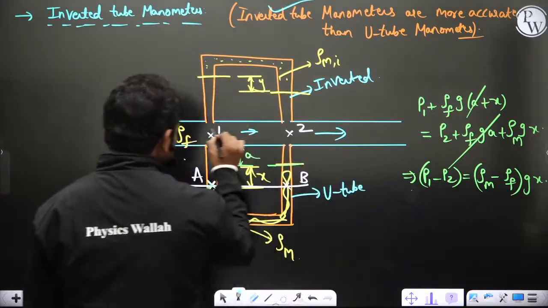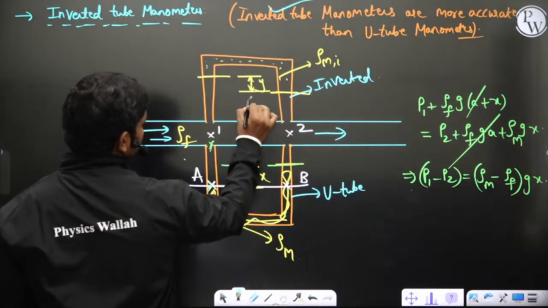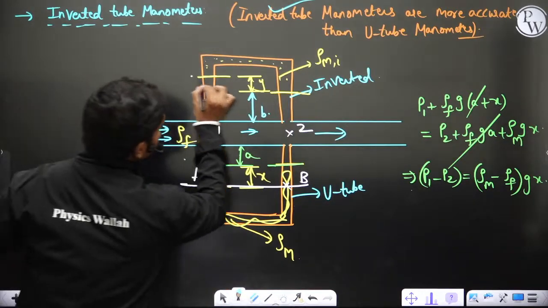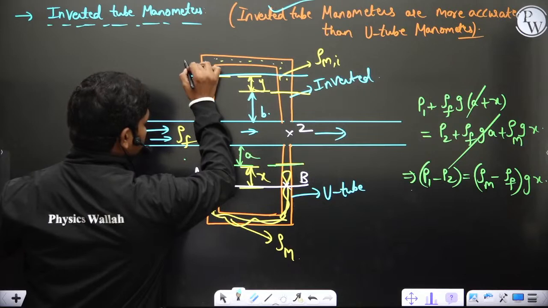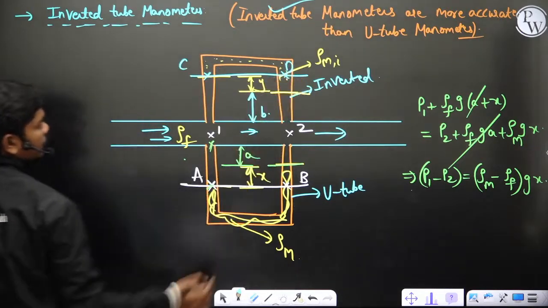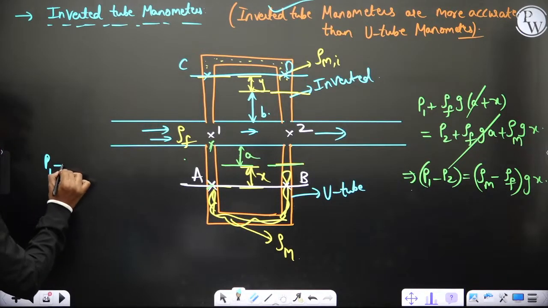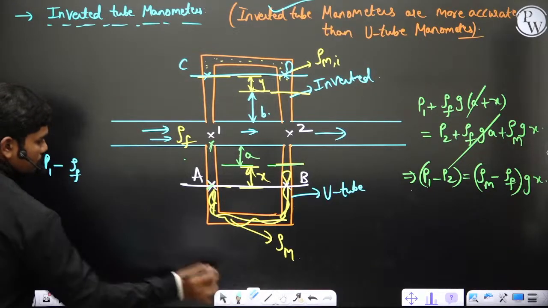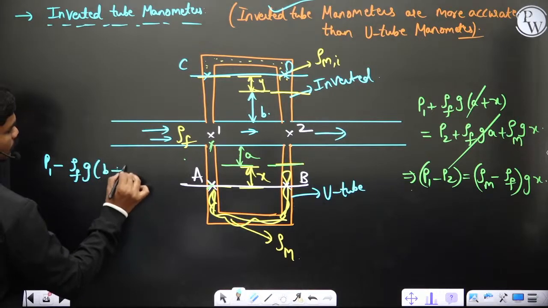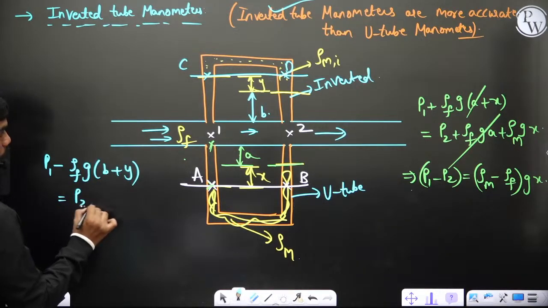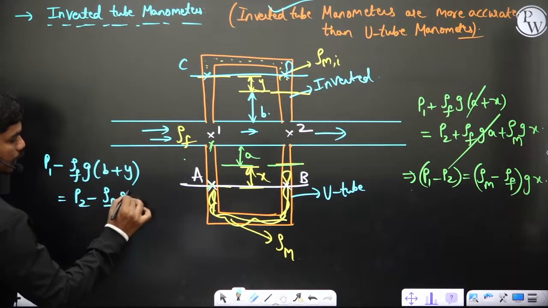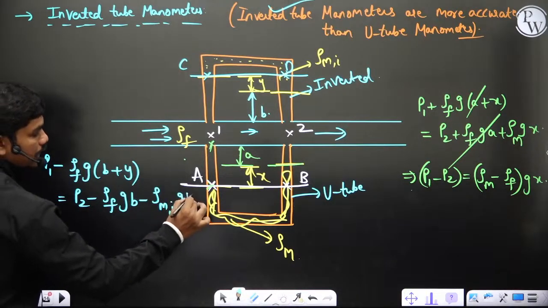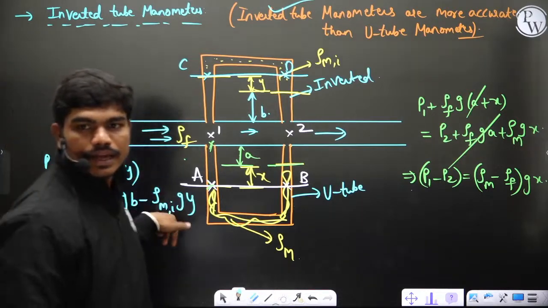If you again measure the same pressure difference using this inverted tube manometer, let us suppose this is B, for example, and you take the points C and D, then P1 minus density of the fluid into g into (B plus y) is the same as P2 minus density of the fluid g into B minus density of the manometric fluid in the inverted tube into g into y. This is the equation, correct? Can I write that equation?